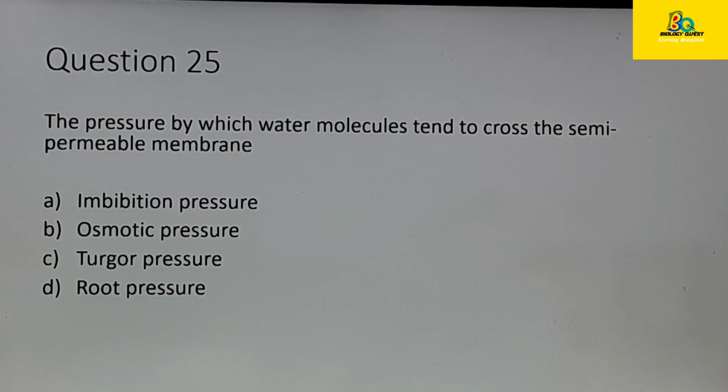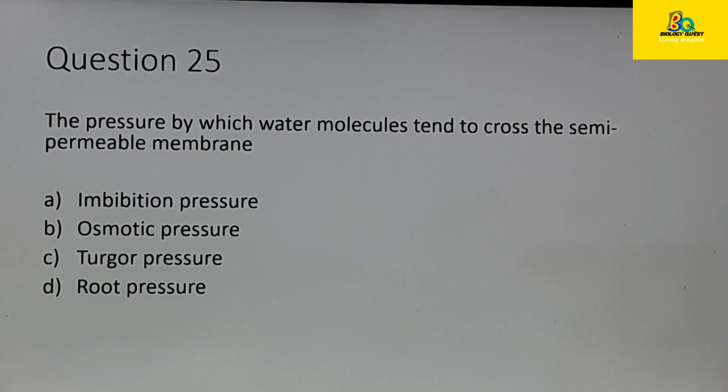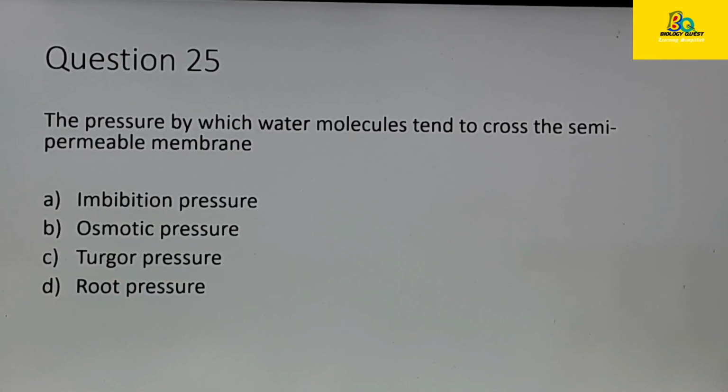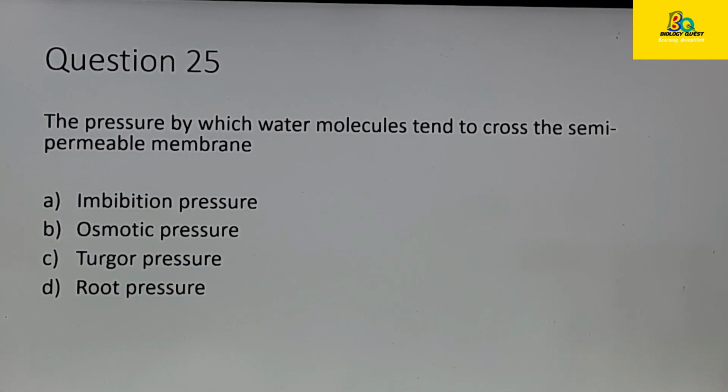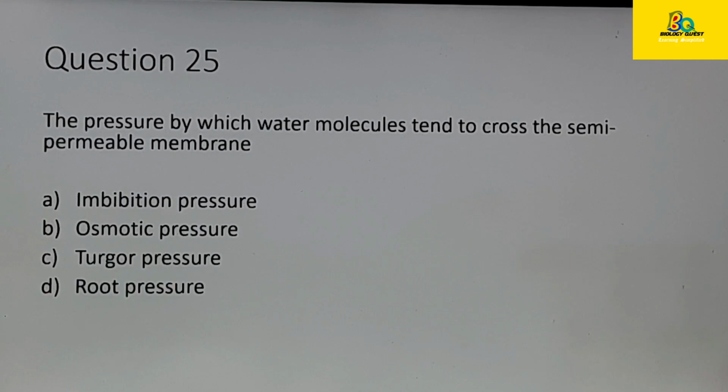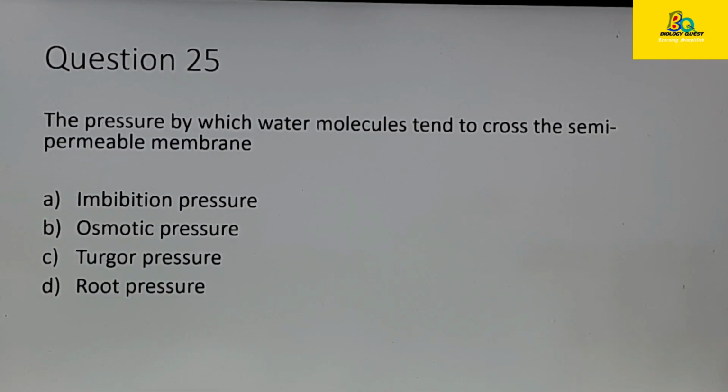Now, what is osmotic pressure? Basically, osmotic pressure is the minimum pressure that must be exerted to prevent the passage of pure solvent into the solution when the two are separated by a semi-permeable membrane. So, the pressure by which water molecules tend to cross the semi-permeable membrane is osmotic pressure. Or we can say that osmotic pressure is the measure of the tendency of a solution to take in water by osmosis.